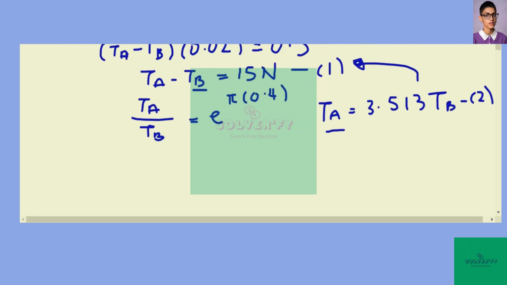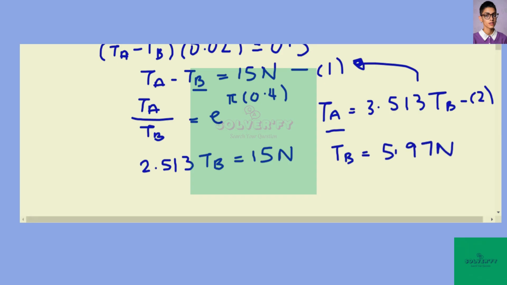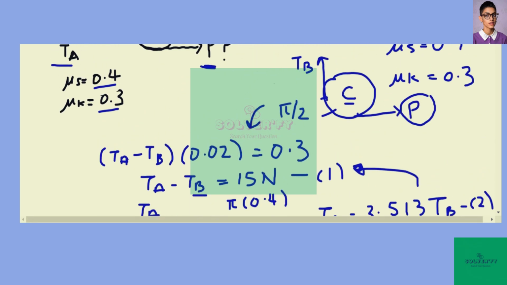So when we substitute that, we basically get 2.513 TB is equal to 15 newtons. So TB is equal to 5.97 newtons. And TA is equal to 15 minus 5.97, which is 9.03 newtons. We substitute that back into our free body diagram for C, and we use that to calculate P.